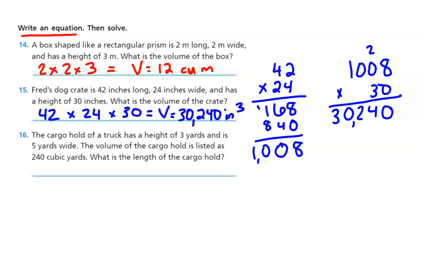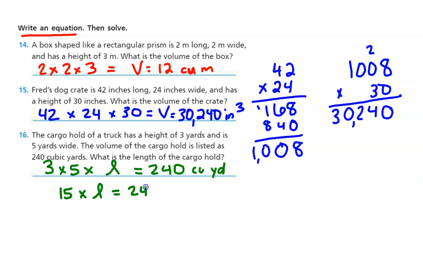All right, last problem. It says the cargo hold of a truck has a height of 3 yards and is 5 yards wide. The volume of the cargo hold is listed as 240 cubic yards. So what is the length? So the length is the number that I'm missing. So we're going to solve for the unknown here. Let's just first do 3 times 5, which will equal 15. So 15 times my length is going to equal 240.